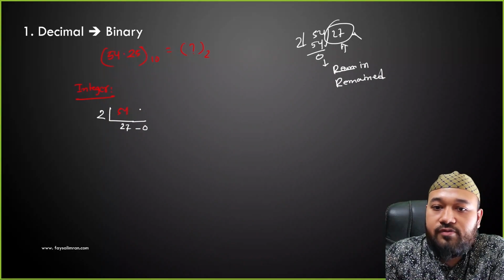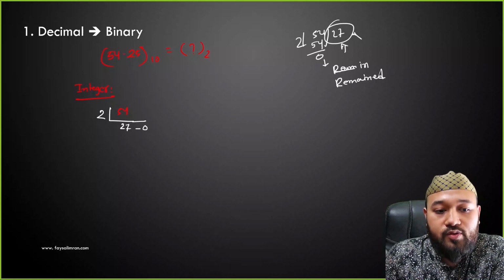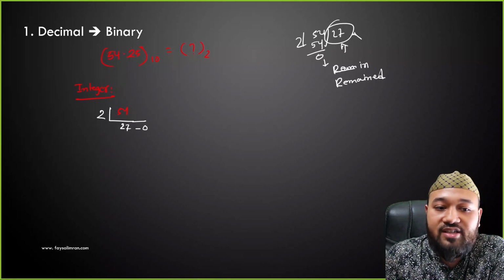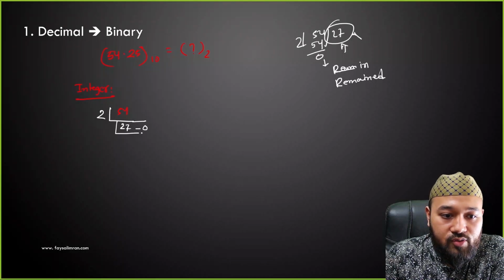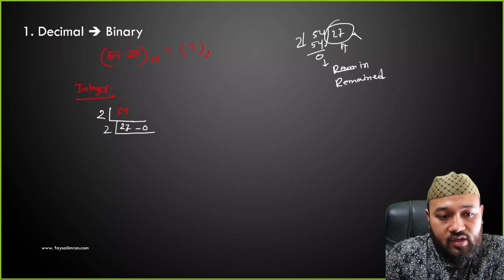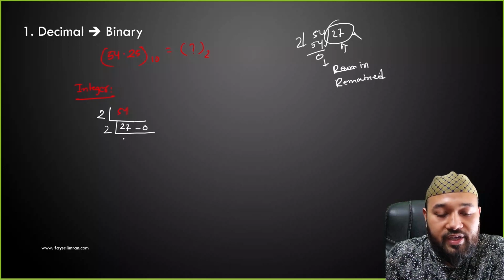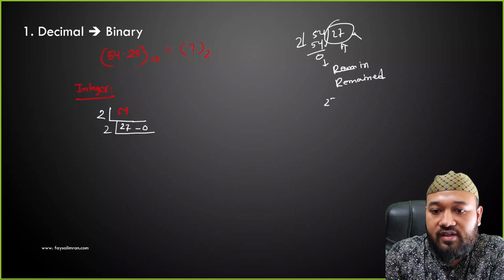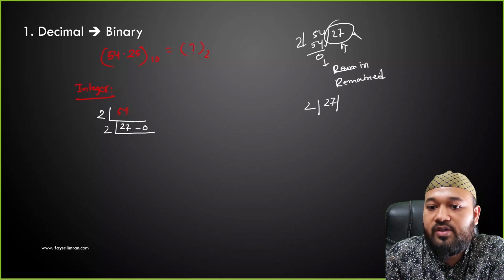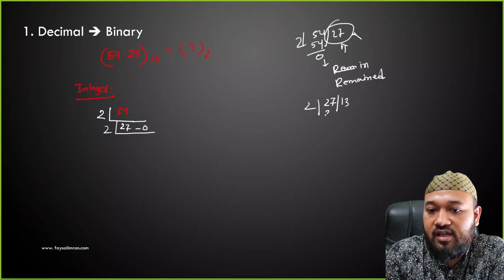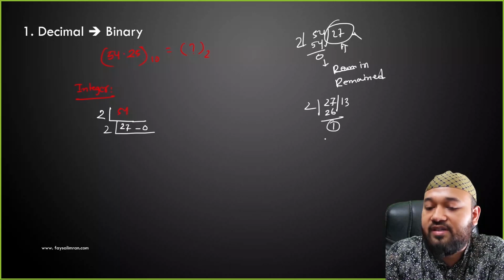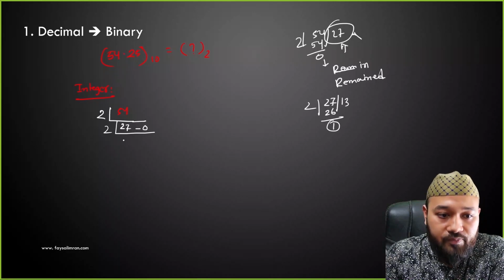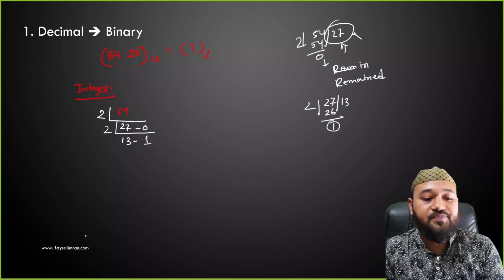We divided 54 by 2, so we get 27 as the division result and 0 is our remainder. Also we have to divide it by 2, so 27 divided by 2, we get 13, that means 26. So we have a remainder, that is 1. So the result is 13 and the remainder value is 1.